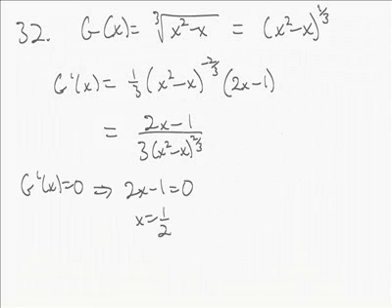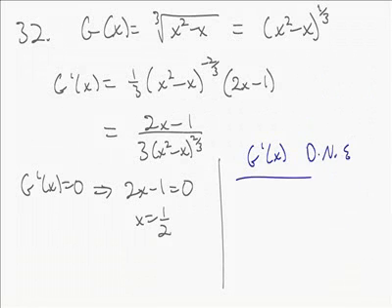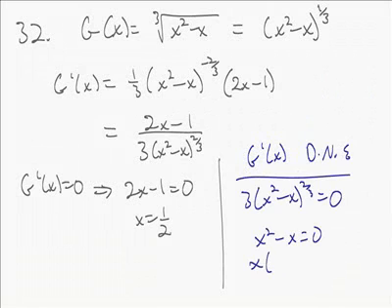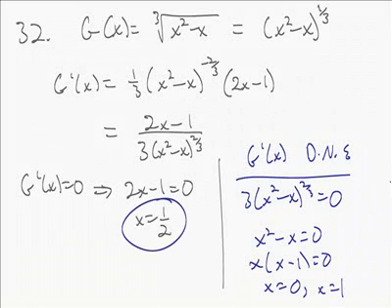Alright, so there's that. Now, what about where g prime of x is undefined or does not exist? Well, that's going to be where the denominator is equal to 0. So where is 3 times the quantity x squared minus x to the 2/3 equal to 0? Well, that's just going to be where x squared minus x is 0. And if we factor out an x here, you can see that'll occur in two places, 0 and 1. So we have a critical number at 1/2, that's where our derivative is equal to 0, and then two more critical numbers, both at 0 and 1, where our derivative is undefined.